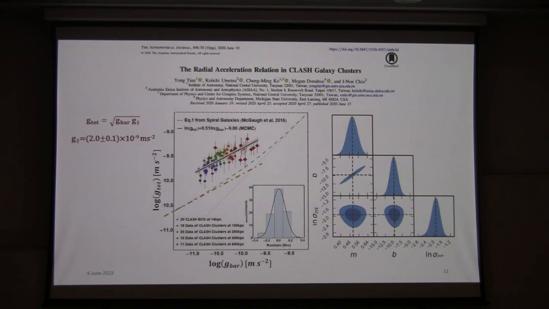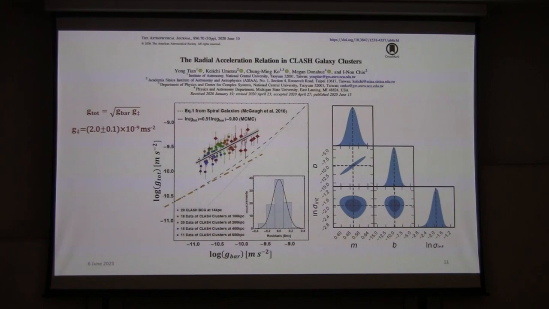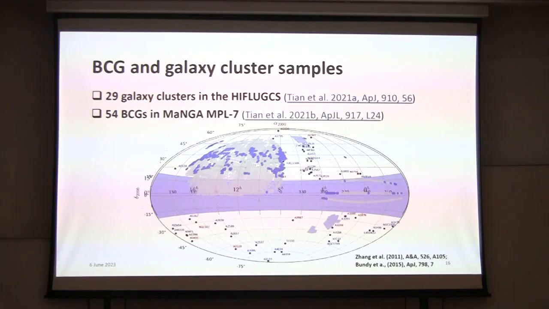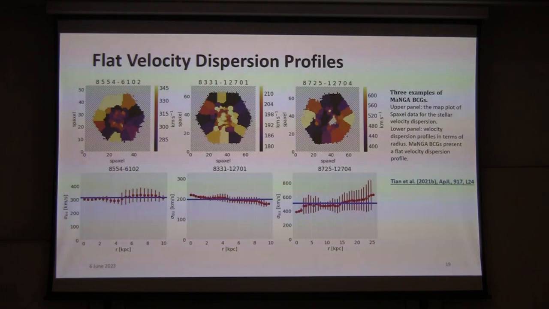BCGs are just giant HIFLUGCS, but they are at the center of the galaxy cluster. Why are they very different, even for the lensing and for the kinematic profile? For the kinematic profile, we find they are just within 1 degree radius. So I have no idea. It's too flat. There must be something related to the galaxy cluster environment, or the spatial length scale involved, for example.